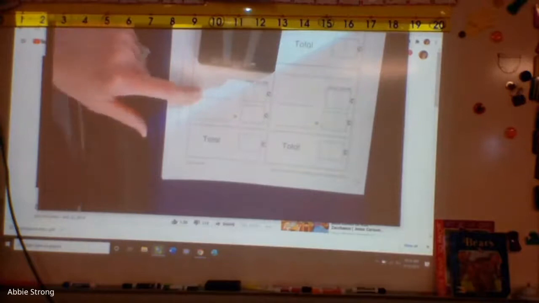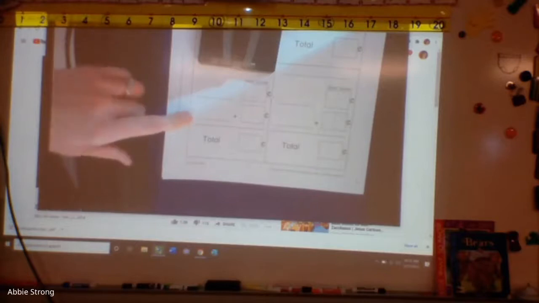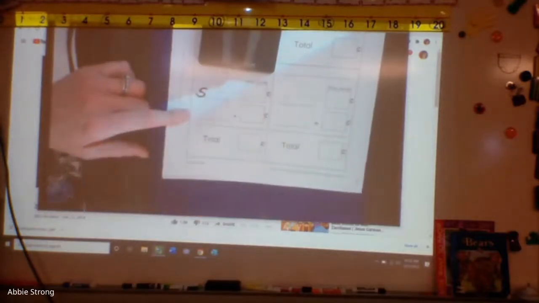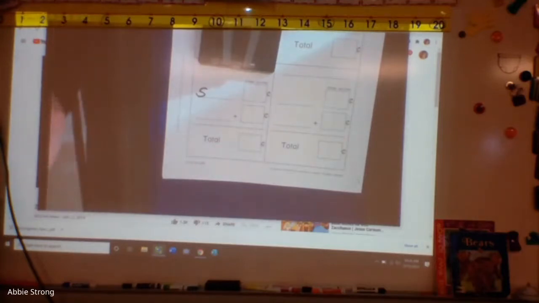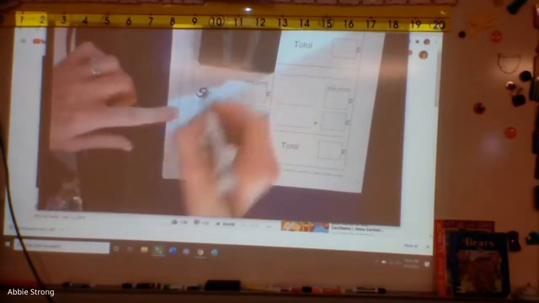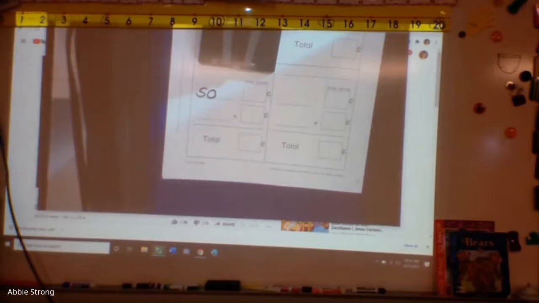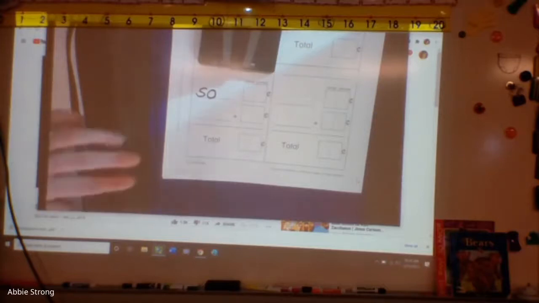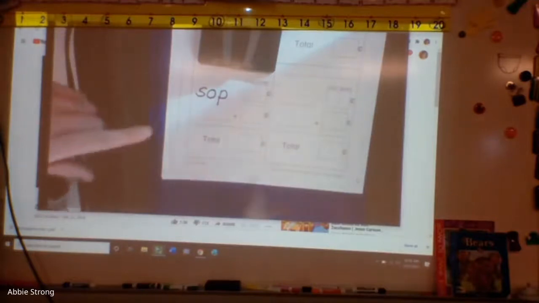What's the first sound you hear in the word soap? Savannah. Good. What's the second sound you hear? Haja. Oh, good. And what's the third sound you hear in the word soap? Like parrot and Peyton. Journey. Delilah. P. Good. Soap. And Peyton said it's 12 cents.